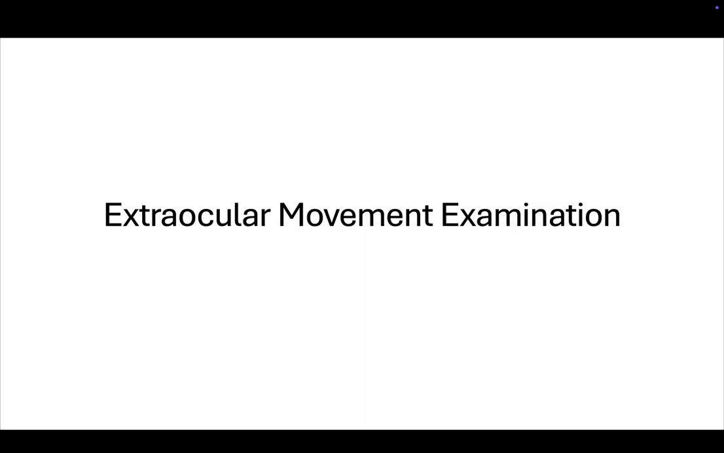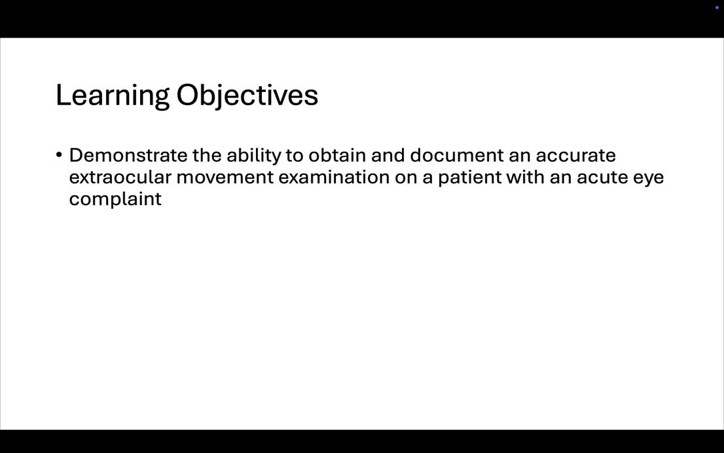The extraocular movement examination is one of the 5 ocular vital signs. An abnormality of the extraocular movements may reflect impaired function of the eye or other bodily systems. At the end of this activity, you will be able to demonstrate the ability to obtain and document an accurate extraocular movement examination on a patient with an acute eye complaint.